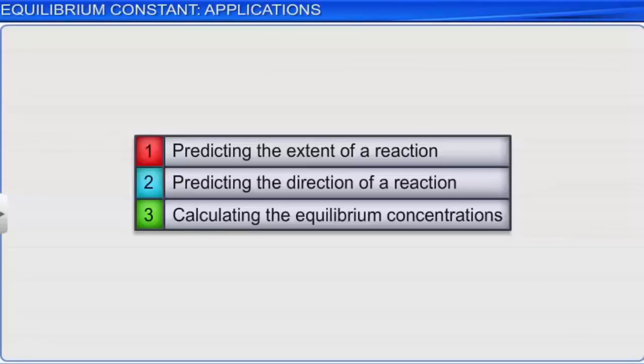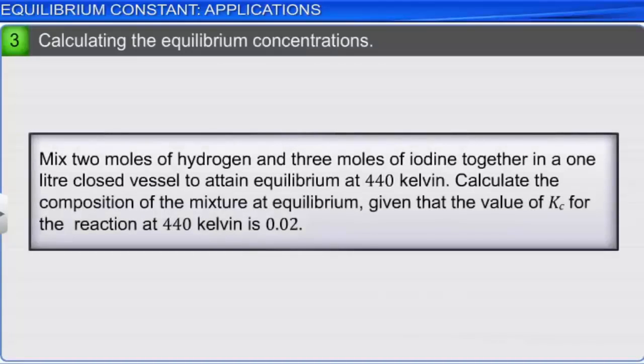Let us now look at how the equilibrium constant helps in calculating equilibrium concentrations. For this, let's consider a problem. Mix 2 moles of hydrogen and 3 moles of iodine together in a 1 liter closed vessel. It attains equilibrium at 440 Kelvin. Calculate the composition of the mixture at equilibrium given that the value of Kc for the reaction at 440 Kelvin is 0.02.